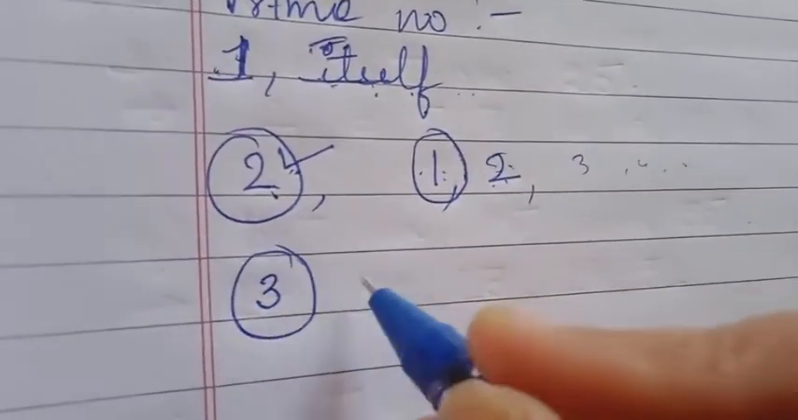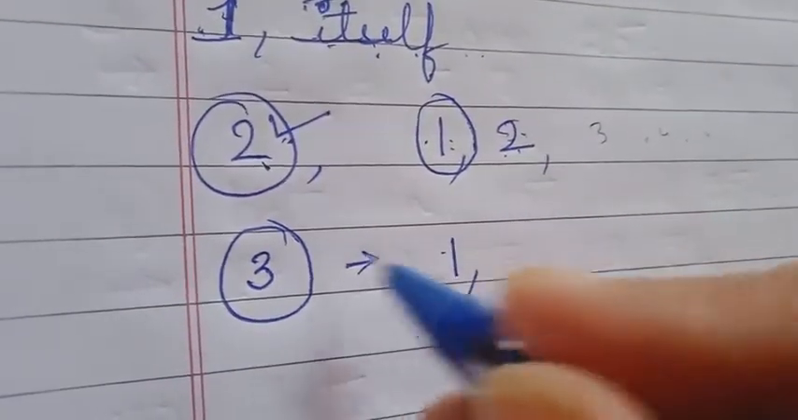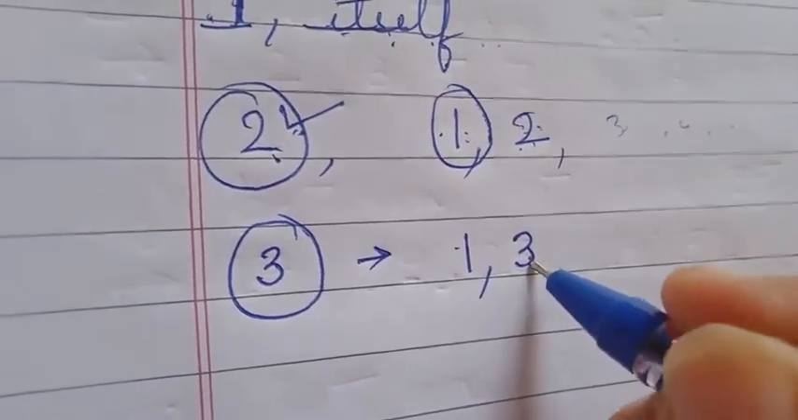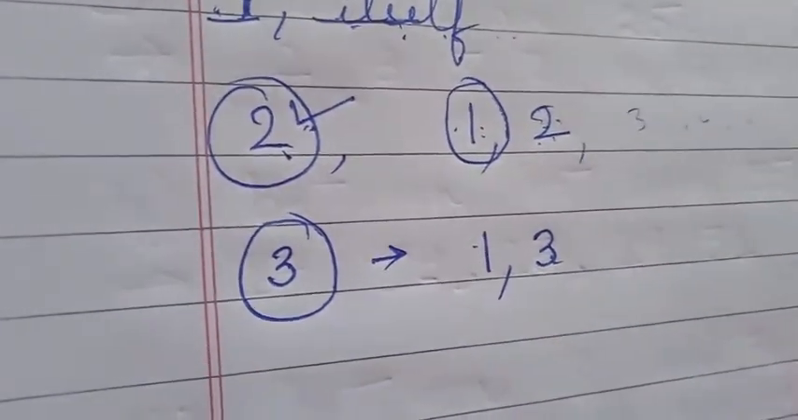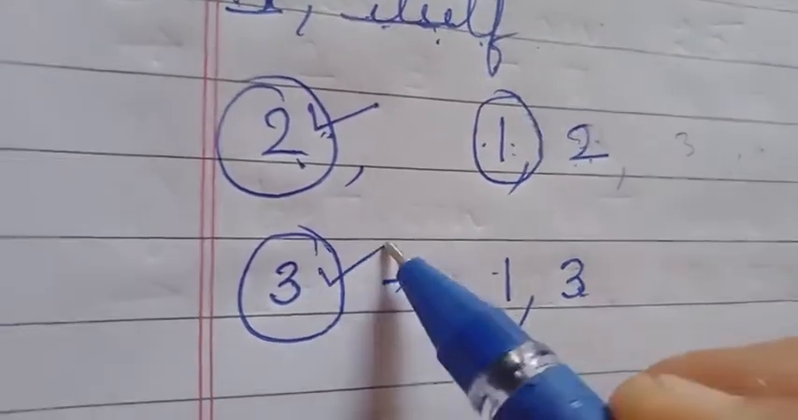Let's see, 3 is also like that. 3 comes in 1's table, 1 3s are 3, and 3 comes in 3's table, 3 1s are 3. After that 3 doesn't come in any other table, 4, 5, 6, 7, 8, 9. So we say that 3 is also a prime number.